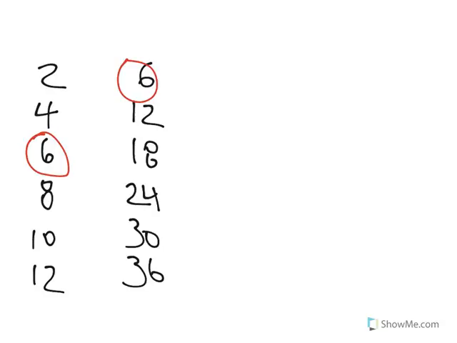Now if you notice, there are also other multiples here. If we were to keep adding, we got 12 and 12, but that's not the least common multiple. So the least common multiple of 2 and 6 is equal to 6.